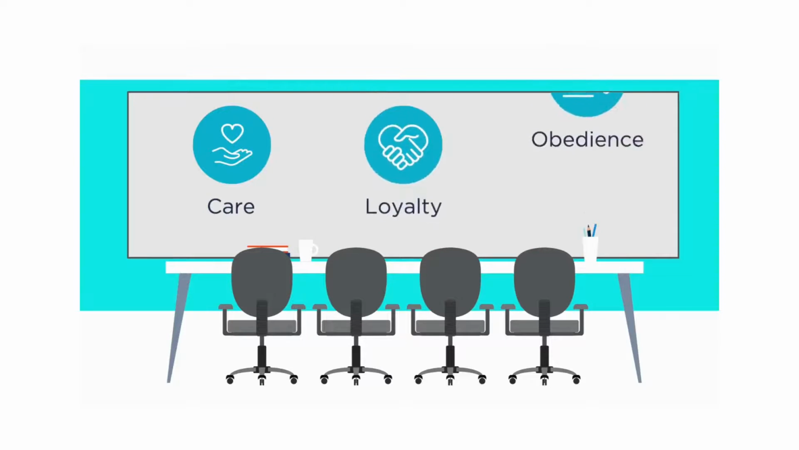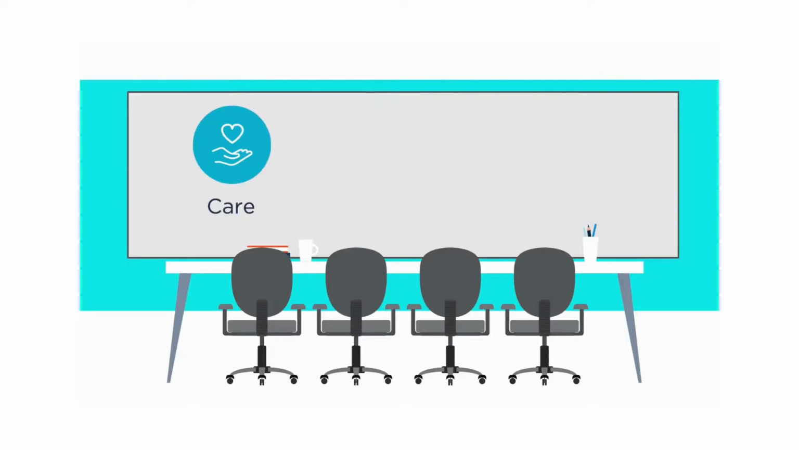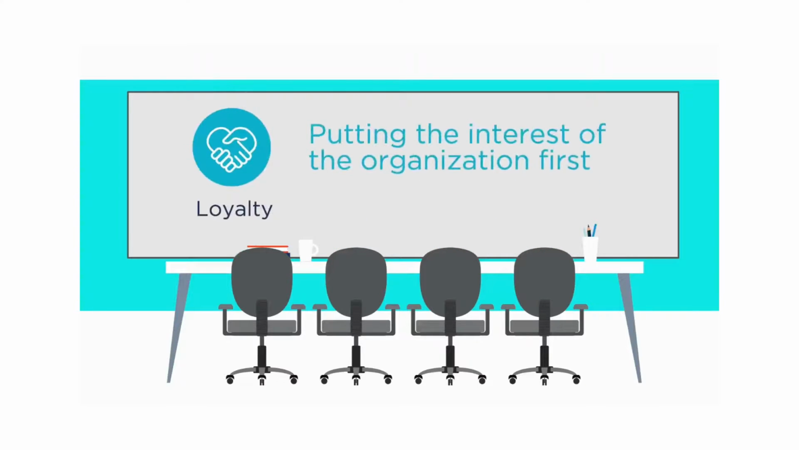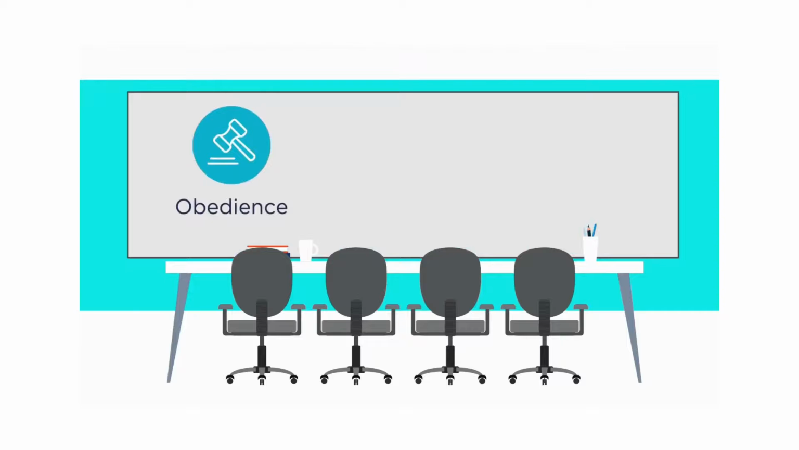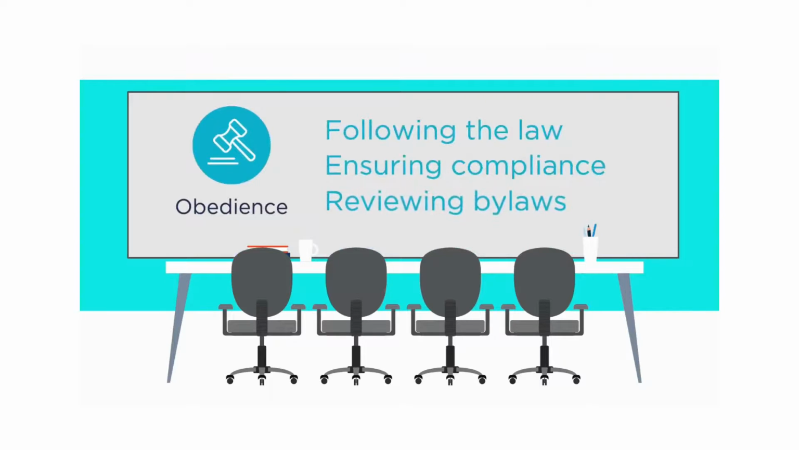Last, let's talk about overall governance. When you are a board member, you do have some legal responsibilities: the duty of care, the duty of loyalty, and the duty of obedience. Duty of care means that as a board, you should be actively participating and attending meetings. Duty of loyalty means putting the interest of the organization first. If you have a conflict, be sure to disclose it. Duty of obedience means following the law, ensuring compliance, and reviewing bylaws.